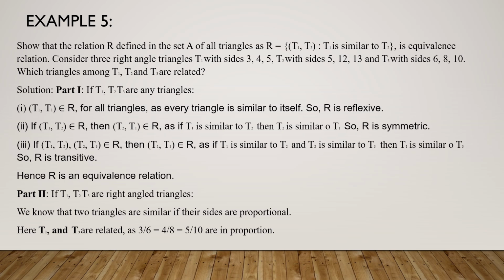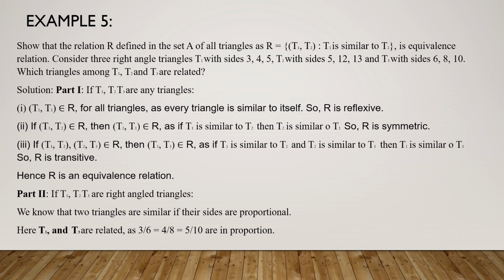Now next, consider 3 right triangles T1 with sides 3, 4, 5, T2 with sides 5, 12, 13 and T3 with sides 6, 8, 10. Which of these are related? So first part is you have to show it is an equivalence relation, that we had just seen previously, because every triangle is similar to itself. If T1 is similar to T2, T2 is always similar to T1. If the first triangle is similar to the second, second to third, then first will also be similar to the third one. So it is an equivalence relation.